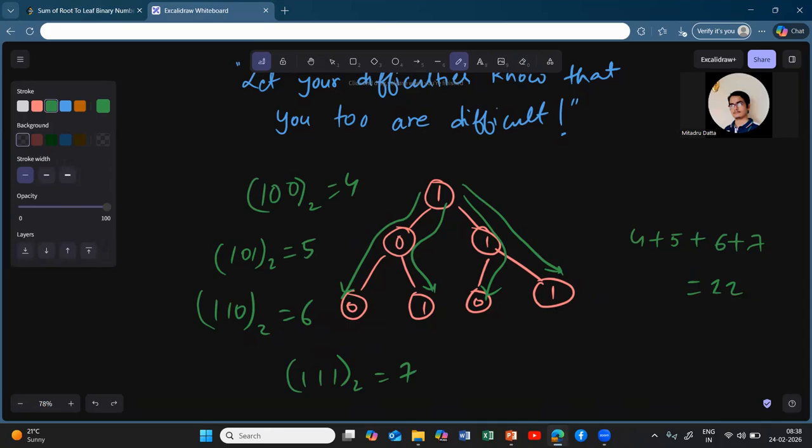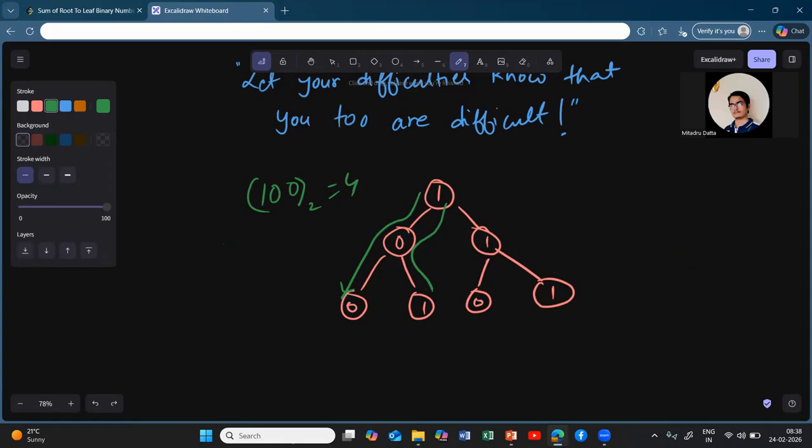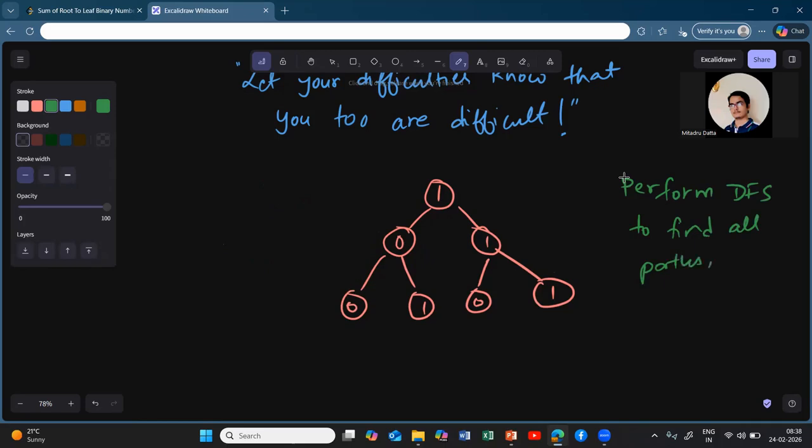Now, one obvious method which will also be accepted, I guess, is that you can try out all possible ways using DFS and just calculate the number. Okay, calculate the number which you want. So what I want to say is that you can perform a DFS to find all possible paths, and convert all such paths to numbers in decimal, and you just add all of them.